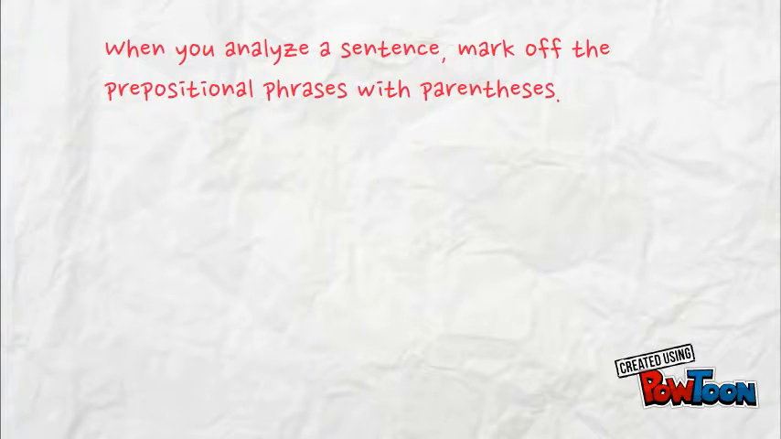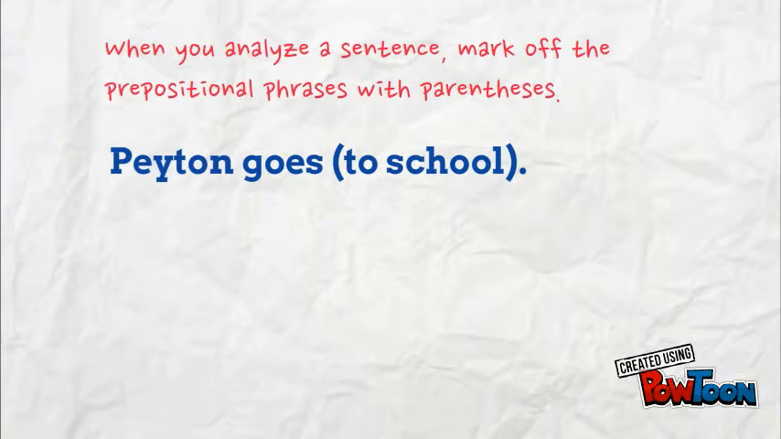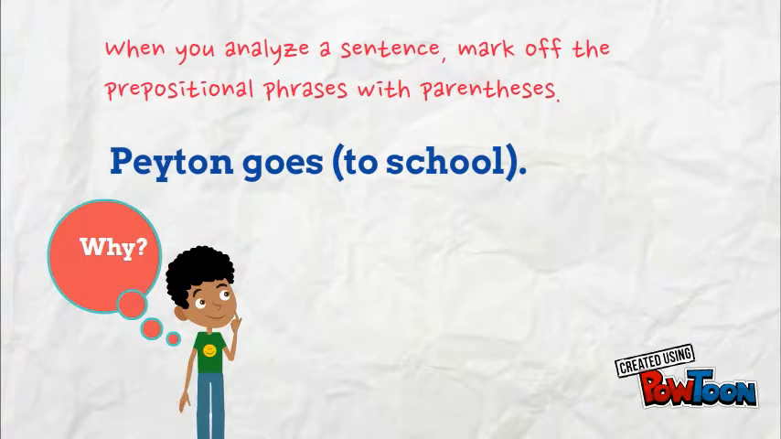When we ask you to analyze a sentence, for example, to find the subject and the verb and decide if it's a complete sentence, the first thing you should do is mark off the prepositional phrases with parentheses.